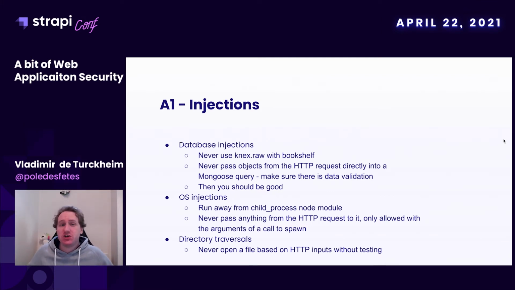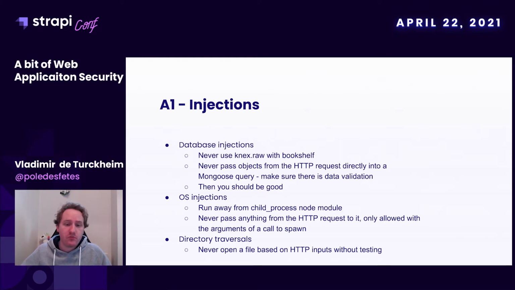The last kind of injection I wanted to discuss here was directory traversal or file access injections. Well, basically, that's when you open a file with part of the path coming from the HTTP request. And that means that the user might be able, if the application is not safe enough, to read arbitrary files on the disk. And you don't want to do that.